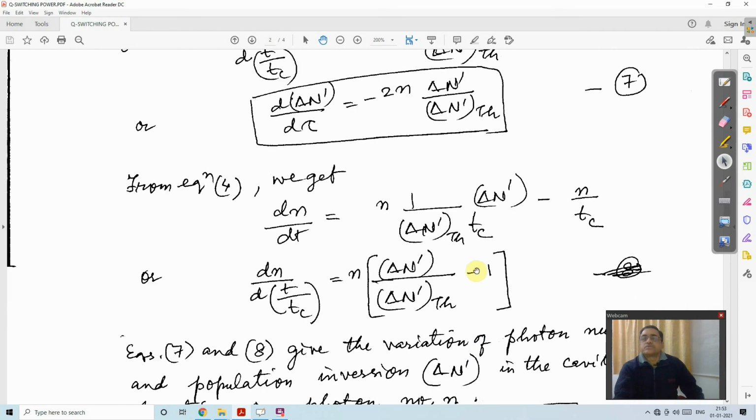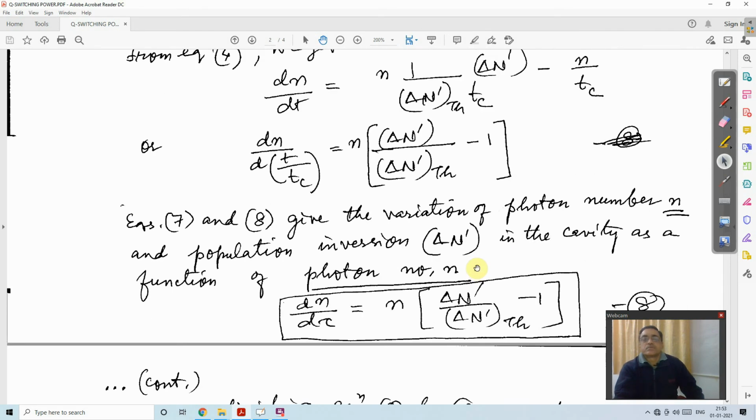Now using equation 7, and this one must be 8, give the variation of photon number n and population inversion delta n dash in the cavity as a function of photon number n. So this equation is 8 rather: dn by d tau equals n, delta n dash by delta n dash threshold minus 1.